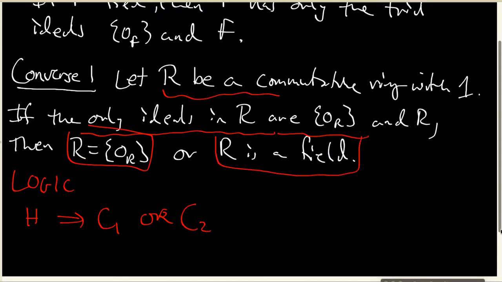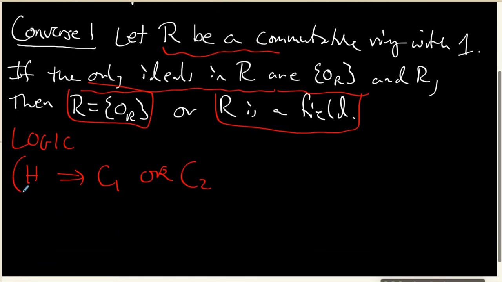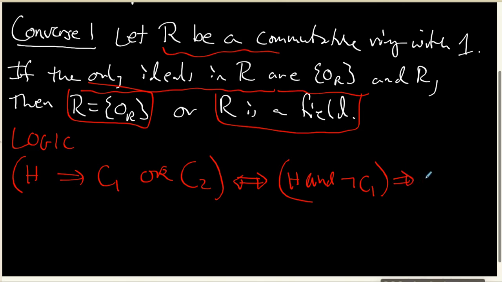Now, in symbolic logic, when you've got an implication that has this structure, it is logically equivalent to assume that you have not got one of the conclusions, but you do have the hypotheses. So you're going to assume that you have H and the negation of one of the conclusions, and you want to force the second conclusion. That is a standard proof technique for this kind of an implication. So what we're going to do to try and prove converse 1 is the following. So here is our proof of converse 1.